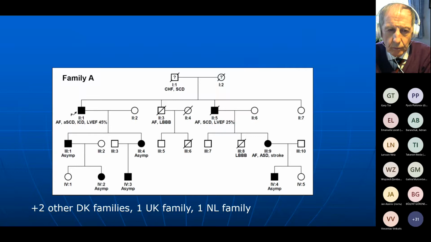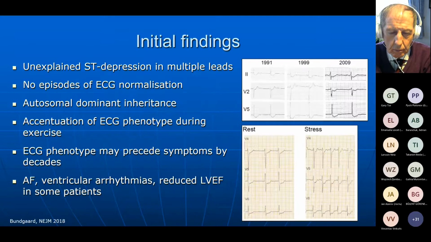While we were investigating this family, we actually learned of 2 other Danish families and a British family and a Dutch family as well, with similar ECG phenotypes and various kinds of predominantly arrhythmias. So all in all, this led us to the impression this could be an unrecognized clinical phenotype that hadn't been described before. Our initial findings were unexplained ST depressions in multiple leads, and we could find old ECGs dating several decades back and see that the ECG never normalized.